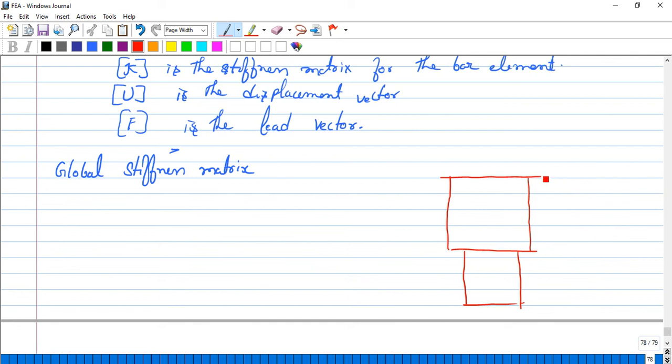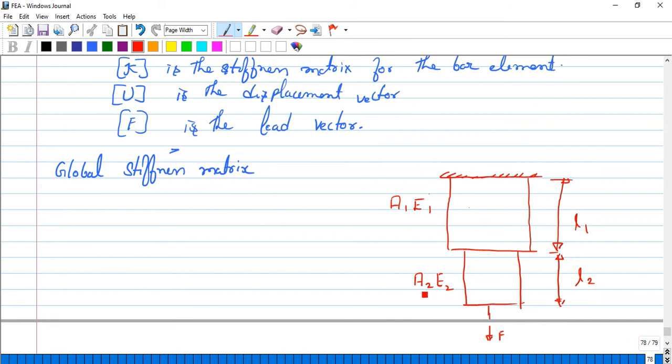Okay, so it will be fixed at one end, and this particular length we shall consider as L1, and this as L2. Okay, and A1 representing the cross-sectional area of this particular bar, and E1, similarly A2, E2. Here we have considered it will be subjected to force F.